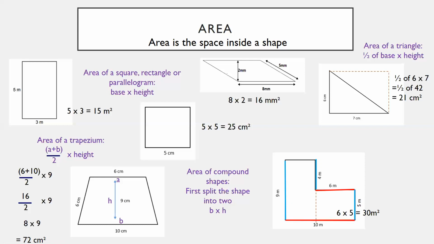Then we need to do the same again to find this missing length up here. So if all the way is 10, part of the way is 6, we need to do 10 take away 6, which means this length up here must be 4. And then the 4 times the height of 9, 36. And then the final thing we have to do is add together those two answers. And that will give us a total of 66 meters squared.